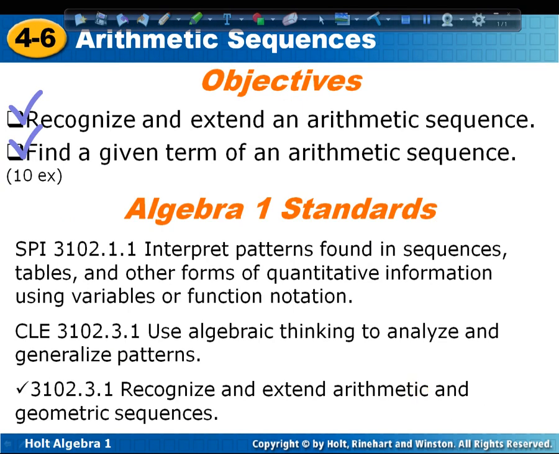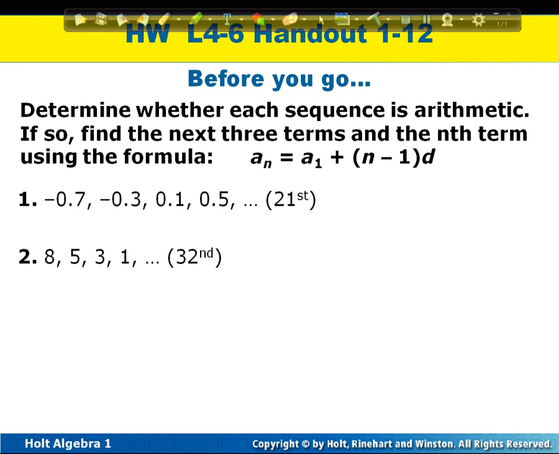Alright, so there's our 2 objectives. We can now recognize and extend an arithmetic sequence, and we can find a given term of an arithmetic sequence. I want you to go ahead and do the before you go. I want you to do number 1 and number 2 here. Determine whether each sequence is arithmetic, and if it is, find the next 3 terms and the nth term using the formula. So go ahead and pause your video and try number 1 and number 2 on your own.